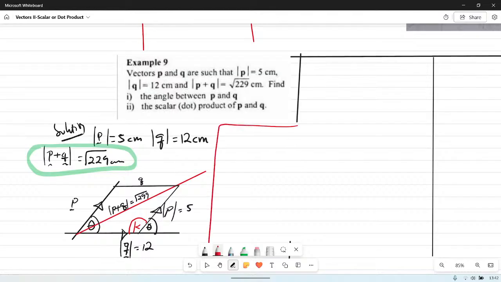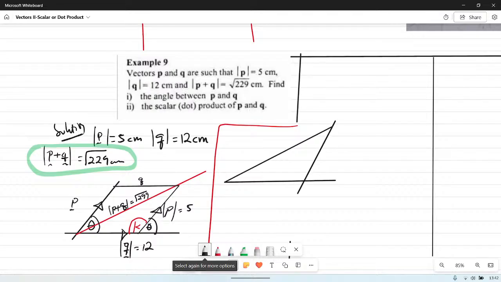So over here, the diagram has changed to become something like a parallelogram. So we are going to use the cosine rule. I don't know how many of you have ever used the cosine rule before. This is theta, and this is k. Then this distance is 12, this distance is 5, and this distance is root of 299.